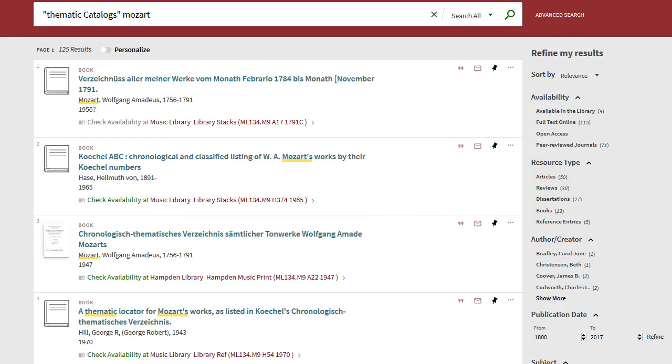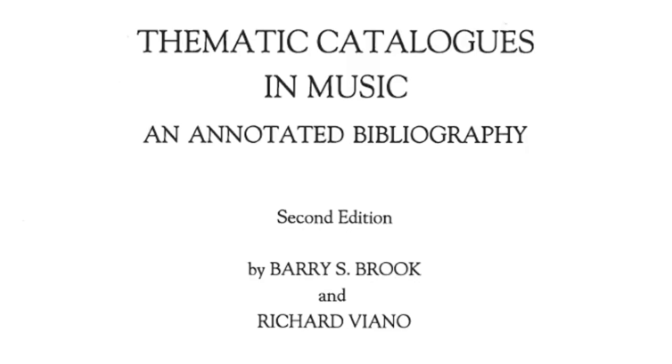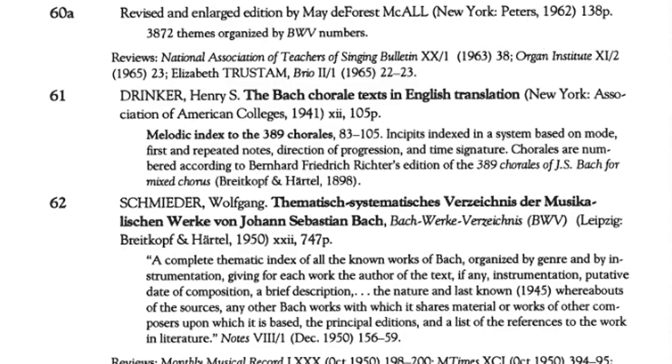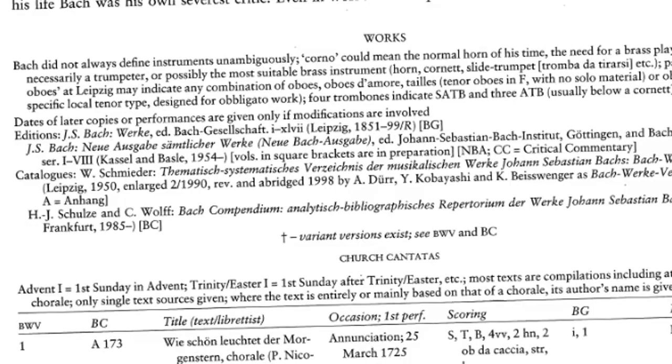Another way to find thematic catalogs is by looking in Brook and Viano, Thematic Catalogs in Music: An Annotated Bibliography. After identifying a title in Brook and Viano, you can try to find it in the library catalog, in Prospector, or in WorldCat. Another way to find references to a thematic catalog is to look at the beginning of a works list in a biographical article on a composer in the New Grove.